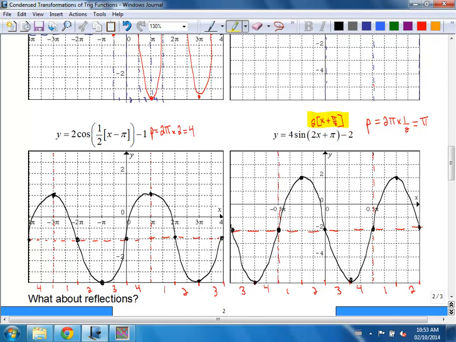Yes? Y is equal to 4 sine. Does the sine graph oscillate upwards or does it go downwards? So this is where I went to. Let's check. I mean, I have been known to make the odd mistake here and there.